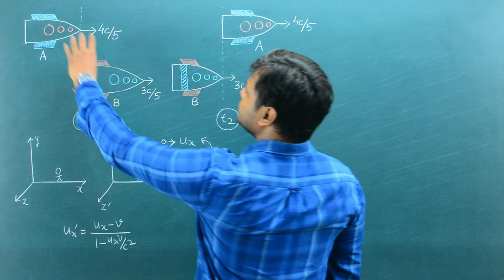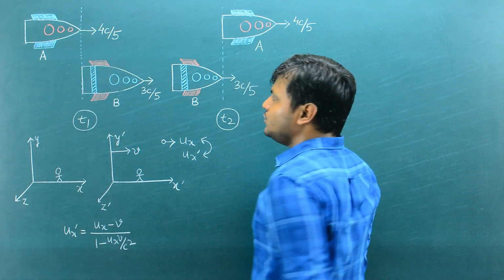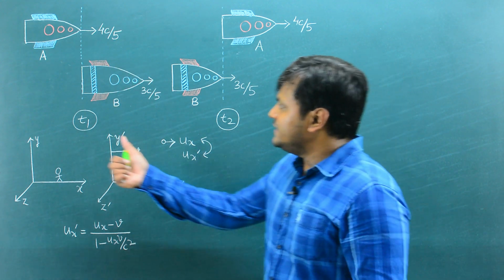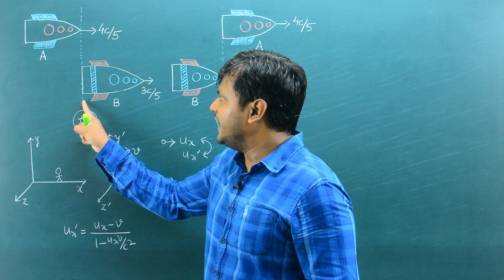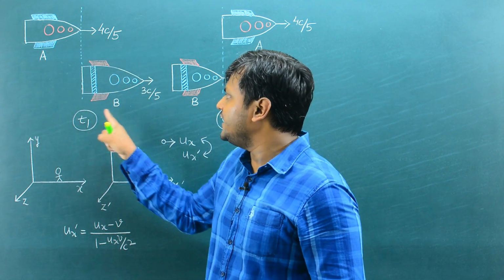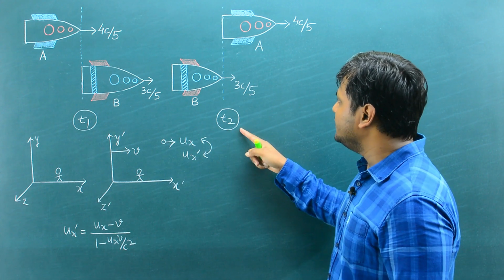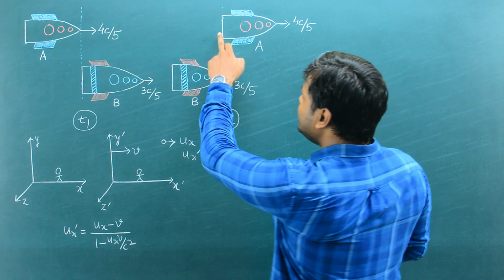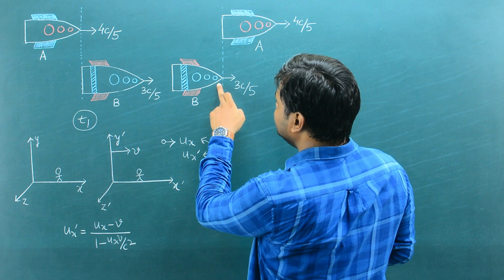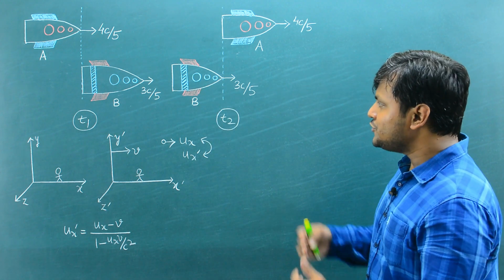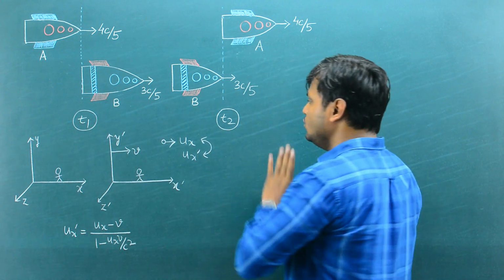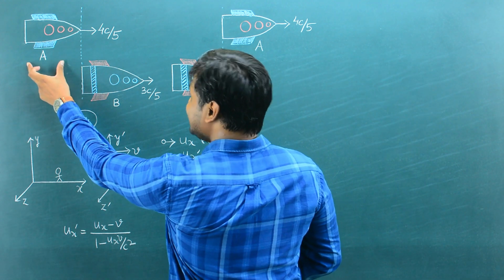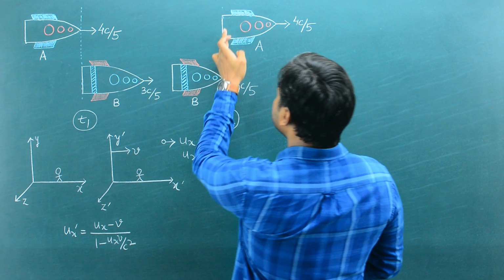So here we have two spaceships traveling in the same direction, which we can consider to be the x-axis, with different velocities. At one point in time, spaceship A is just behind spaceship B, and after a certain time interval, the end point of spaceship A has just crossed the front end of spaceship B. We are interested in finding the time period between T2 and T1. So what is T2 minus T1? How much time does spaceship A take to overtake spaceship B?